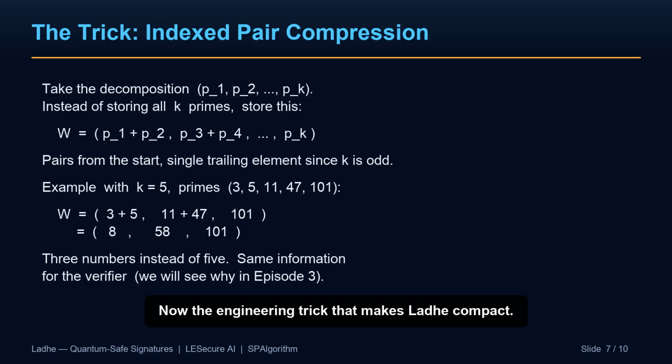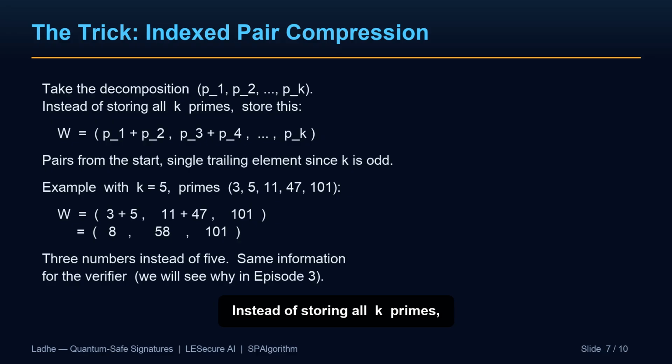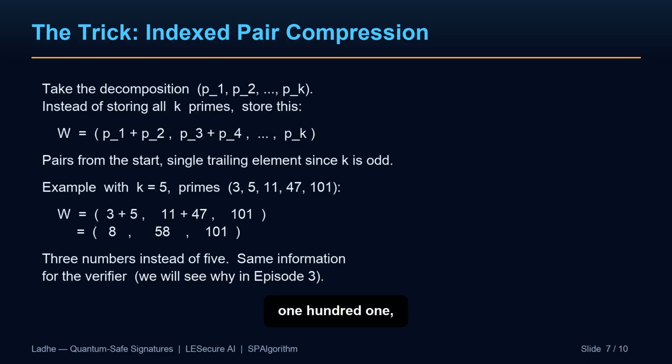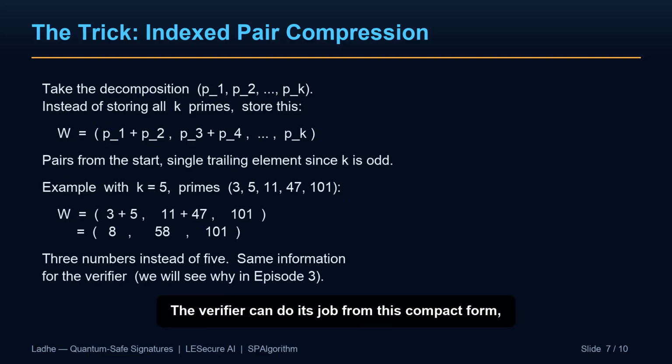Now the engineering trick that makes Ladhe compact. Take the decomposition p1 through pk. Instead of storing all k primes, we store the indexed pair compression. We pair them up from the start, and since k is odd, the last element stays unpaired. For our example with 5 primes 3, 5, 11, 47, 101, the compressed witness becomes 8, 58, 101, 3 numbers instead of 5. The verifier can do its job from this compact form, as we will see in episode 3.